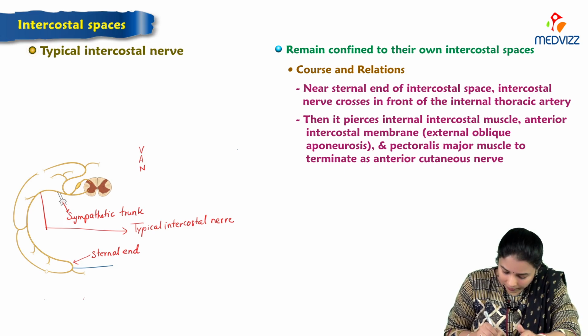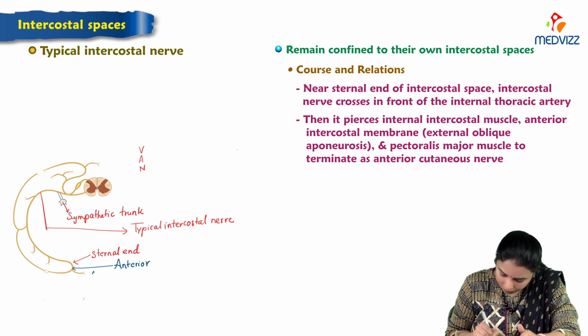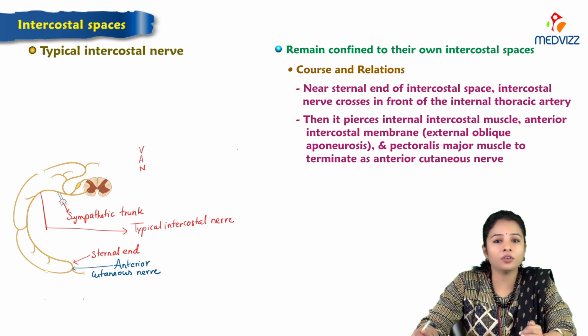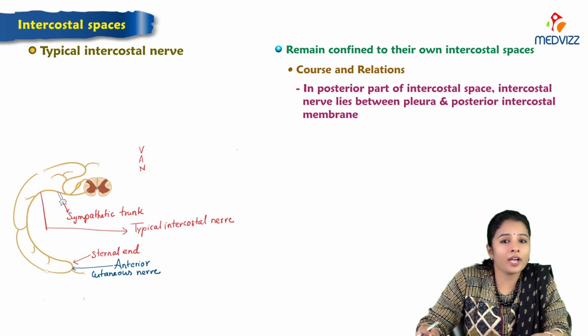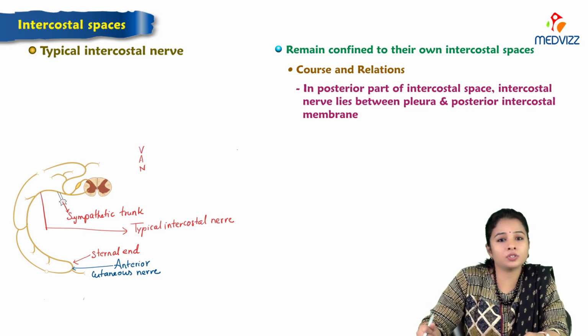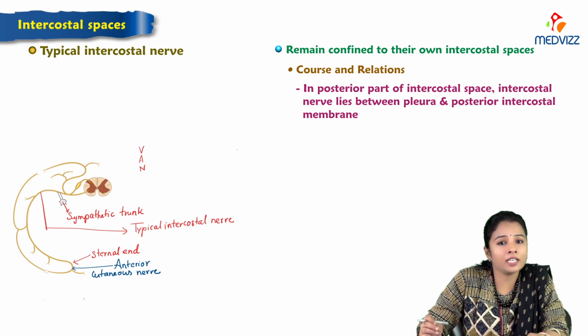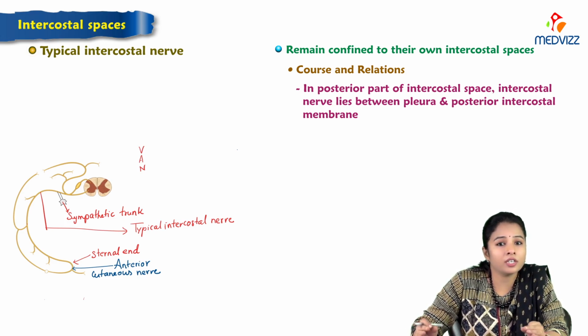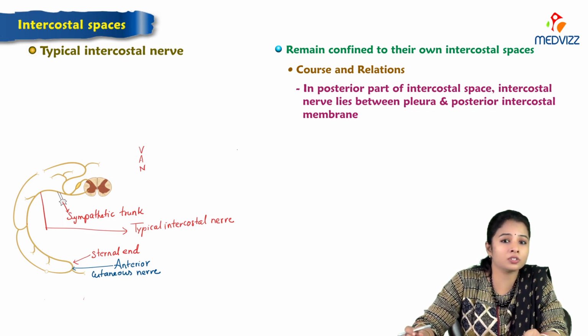So here is the anterior cutaneous nerve. So finally it terminates as anterior cutaneous nerve. So the point which you have to note here is, if you see the course of this typical intercostal nerve, the nerve lies between the pleura and posterior intercostal membrane. Posterior intercostal membrane is formed by internal intercostal muscle, and so it is lying between the posterior pleura and posteriorly to the posterior intercostal membrane.